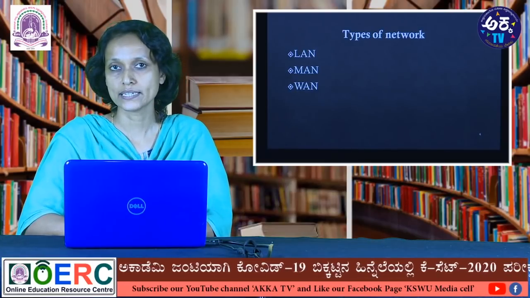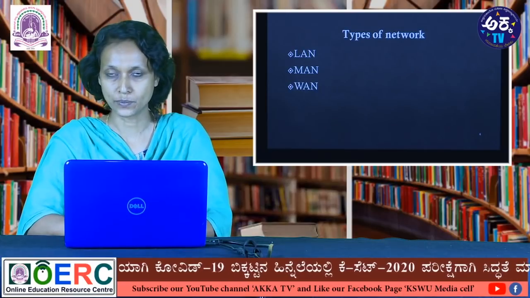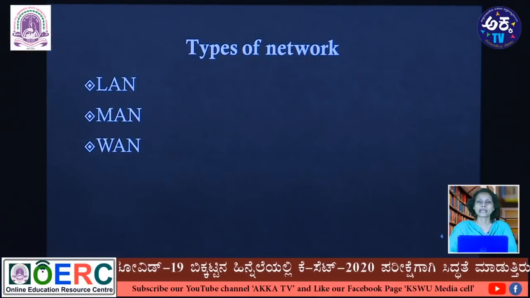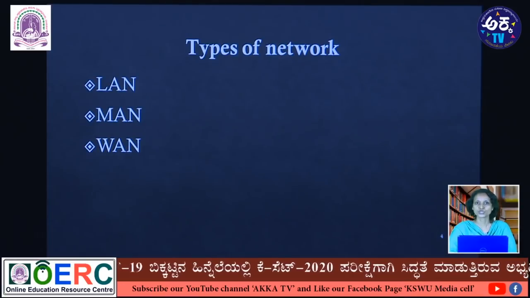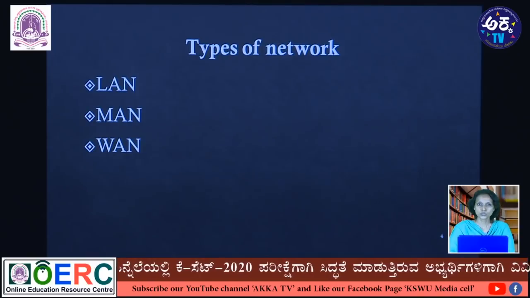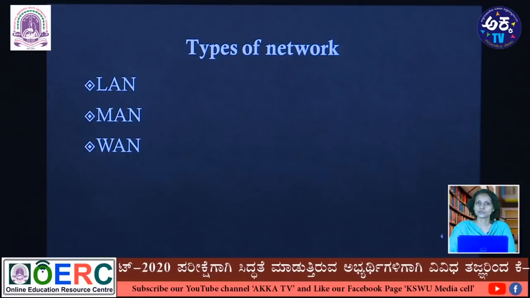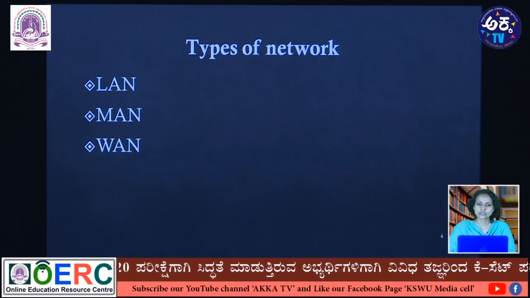Based on the geographical area for interconnection between the computers, they have been divided into 3 types. The first one is LAN, which stands for local area network. This is the type of network in which different computers which are connected to each other are restricted to 10 kilometers, 5 to 10 kilometers, and it is called as LAN.